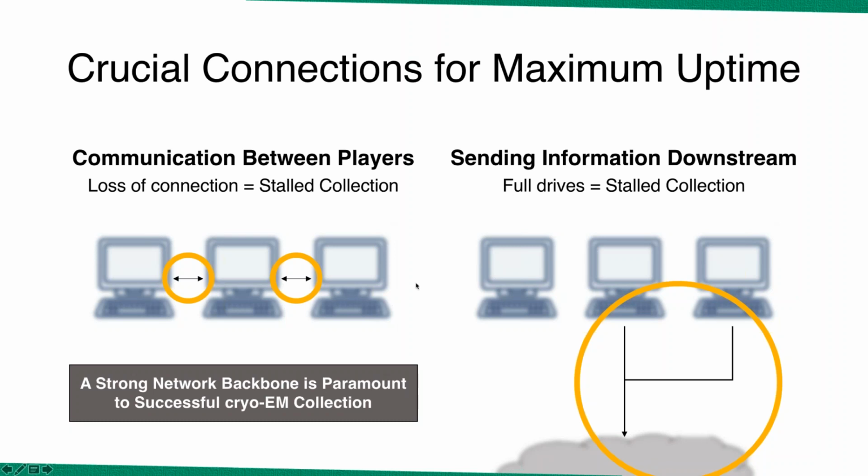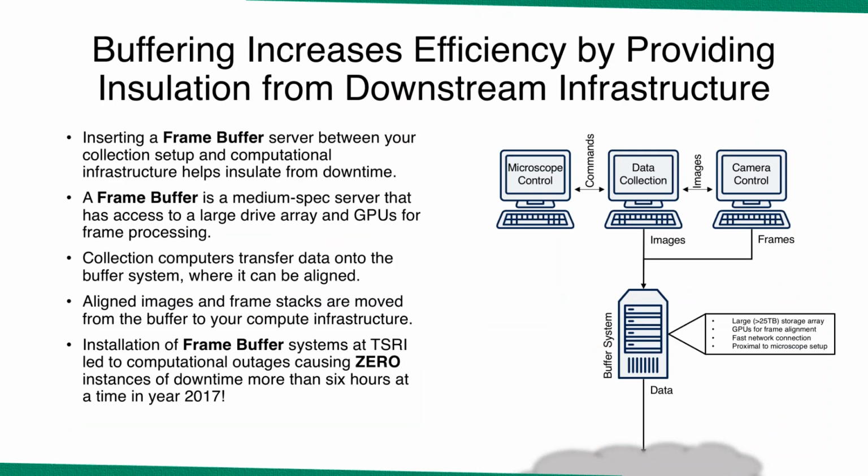One of the major sources of fluctuations in collection, so downtimes, stoppages, delays, that we noticed, or I noticed a few years ago when I started working at Scripps, was in this connection downstream from your collection computers to your cluster. You could have many different cluster configurations, many different network configurations between your collection computers and your cluster. But if this stops or is slowed down, your collection will also stop or slow down. To mitigate this problem, one of the first real big recommendations that I bring out is the buffer system, right?